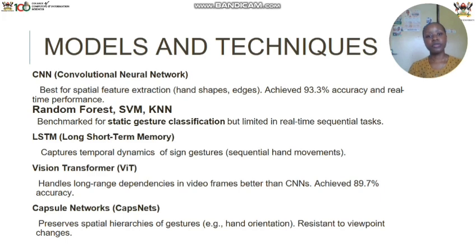Then we also used the random forest, the SVM, and the KNN, which are benchmarked for static gesture classification, but limited for sequential tasks or sequential capturing. Then we move on to the long short term memory.